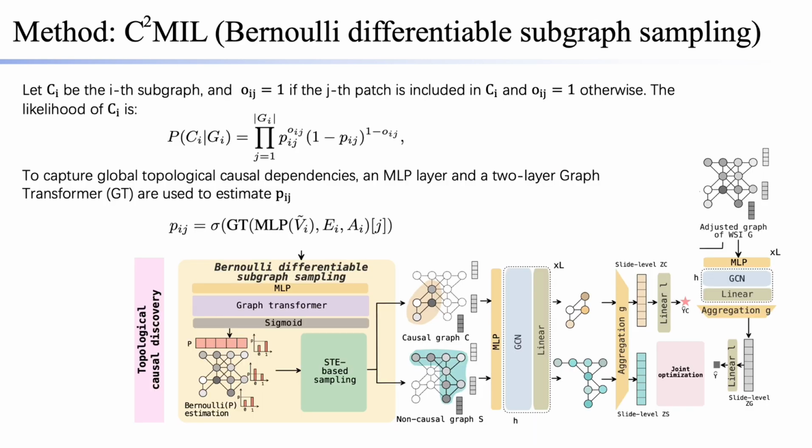On the topological side, we propose a Bernoulli subgraph sampling method. The graph transformer estimates the probability that each patch belongs to the causal subgraph. We sample subgraphs randomly and use a straight-through estimator so training remains differentiable. This way, the model doesn't just mask features, it actually learns meaningful substructures while avoiding overfitting.